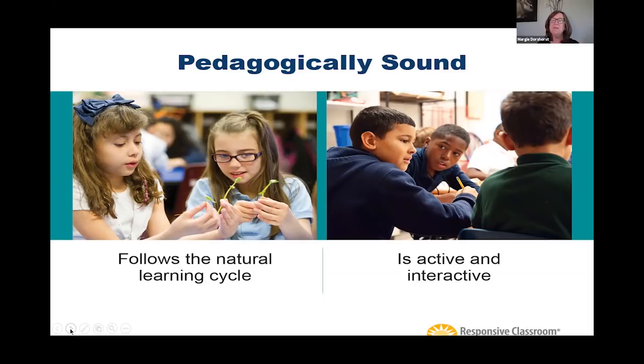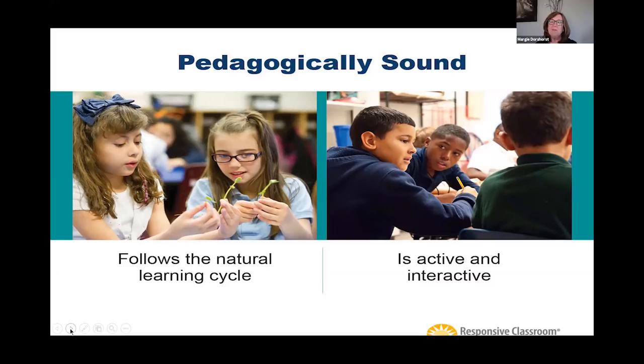So how can we use some of these ideas that go along with responsive classroom? Because we both were highly involved in responsive classroom. So as we talk about the importance of learning, we realized that our learning wasn't really following the natural learning cycle. I'm going to share this example with you, but I also want you to think about how to do it in the model that you're in right now too.